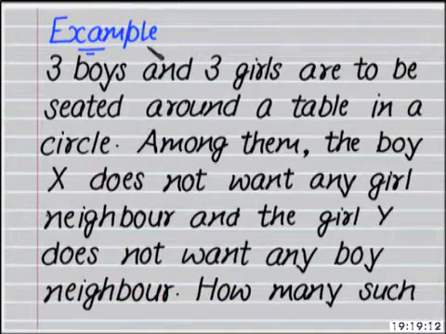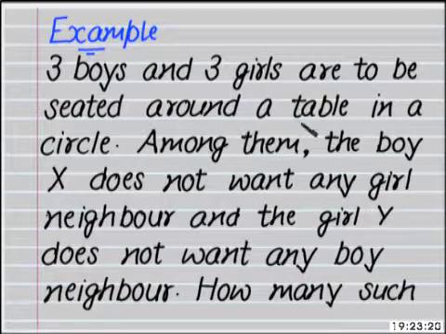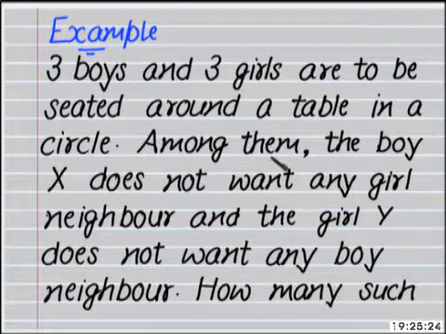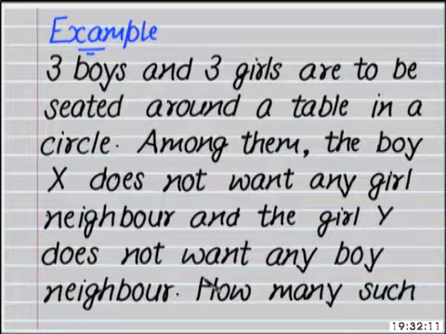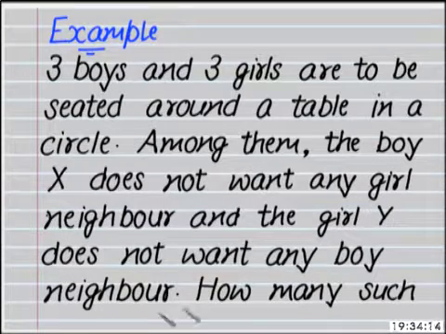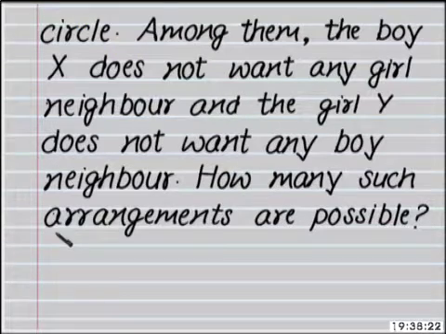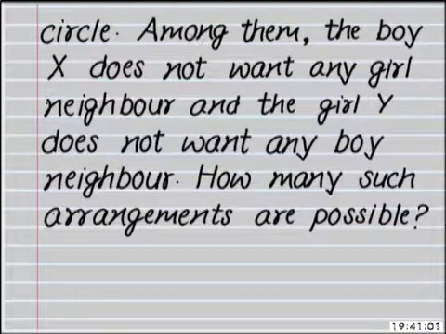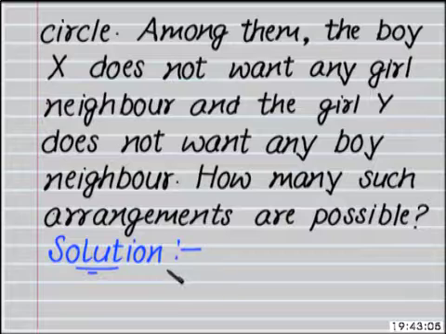Now let's hear another example. 3 boys and 3 girls are to be seated around a table in a circle. Among them, the boy X does not want any girl neighbor and the girl Y does not want any boy neighbor. Then, how many such arrangements are possible? Now its solution.